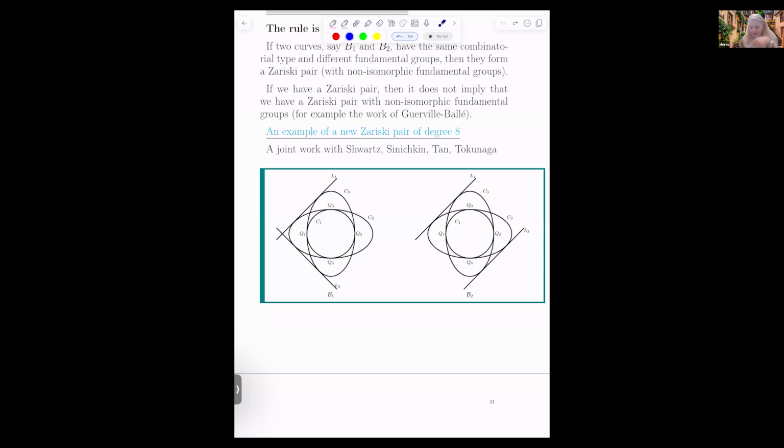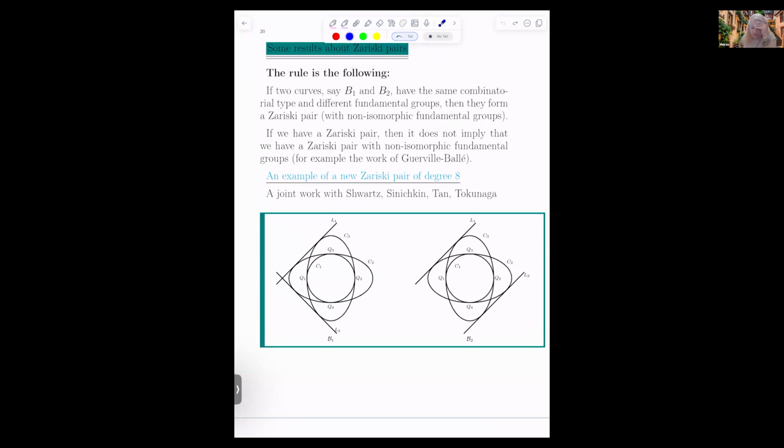It's nice to see there. And these lines are the additions. But it's also not trivial. It doesn't mean that if degree 6 with conics are Zariski pairs, then degree 8 is a Zariski pair. Very complicated. We can compute it through a fundamental group, but if you want to use other methods, then you don't know anything about fundamental groups.